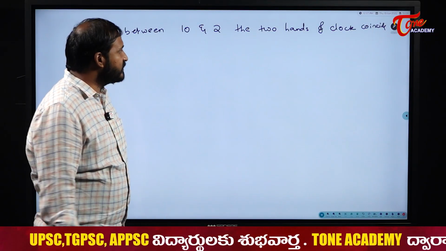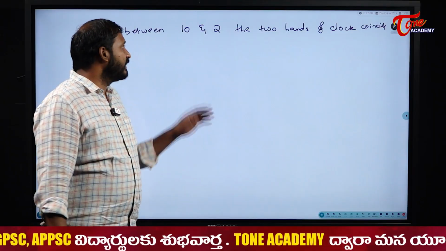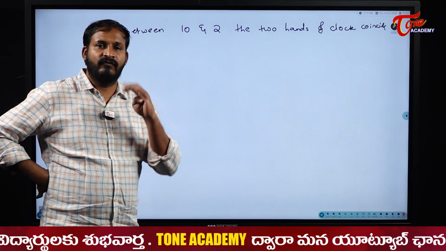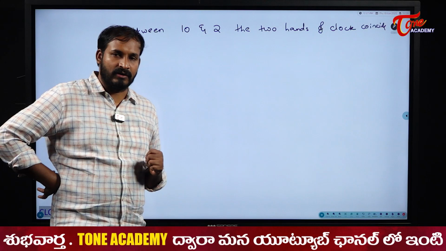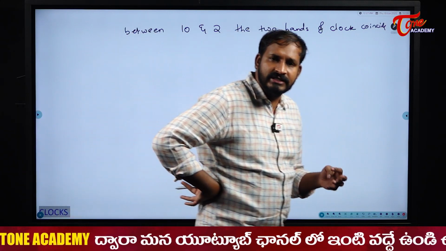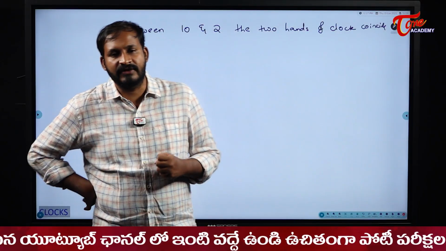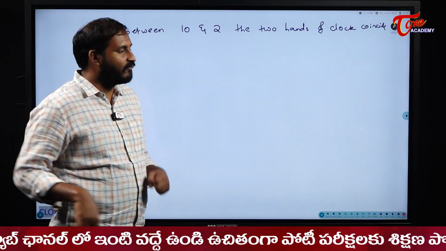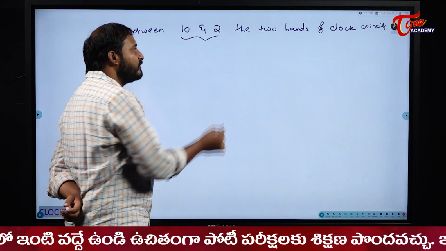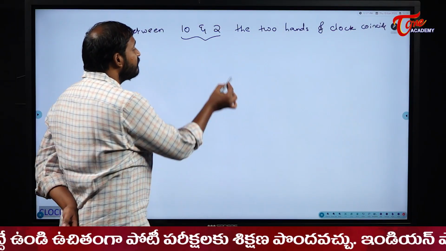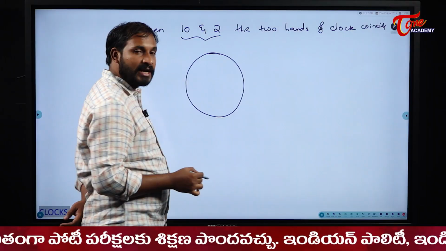Now tell me, from 10 to 2, what is the time difference? 4 hours. So what few students will think is, for every 1 hour they will coincide once, so in 4 hours they will coincide 4 times. That is the wrong one. Why have they chosen only the 10 to 2 time interval? We should know where we are losing that one overlapping case.